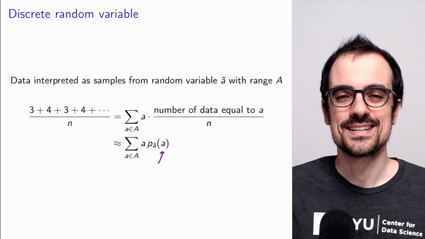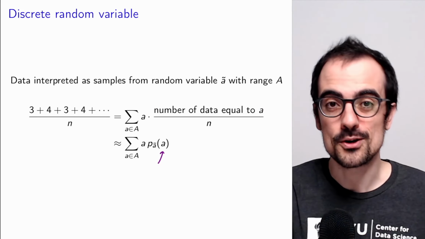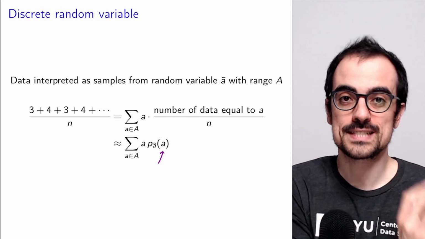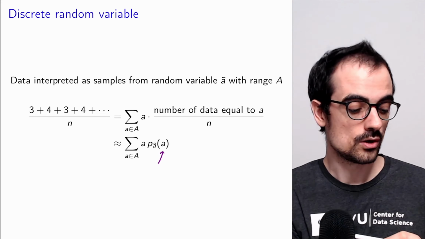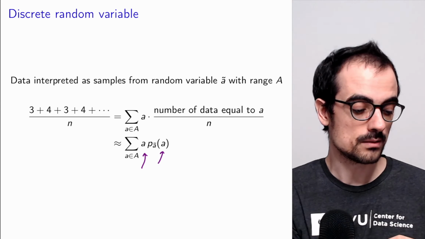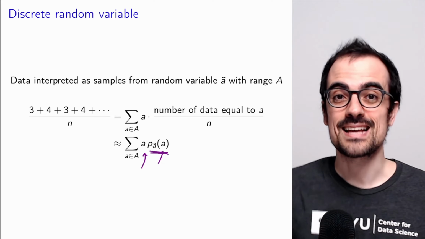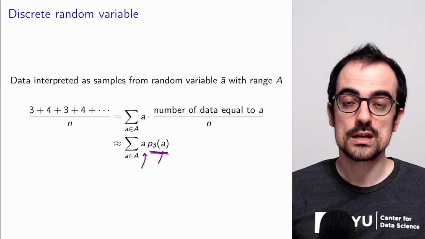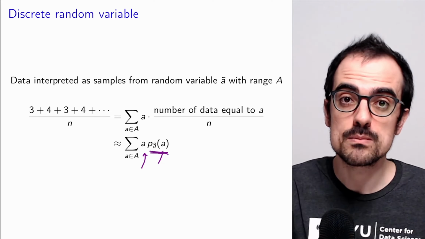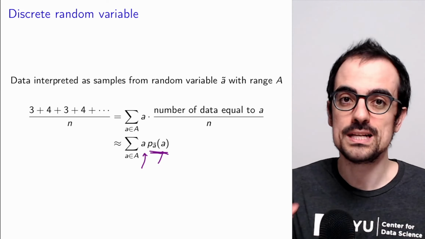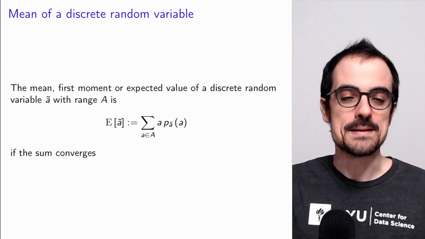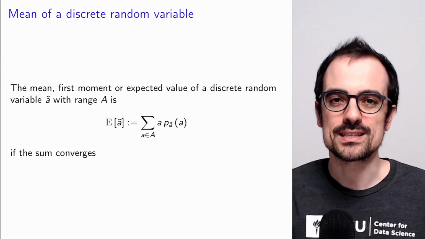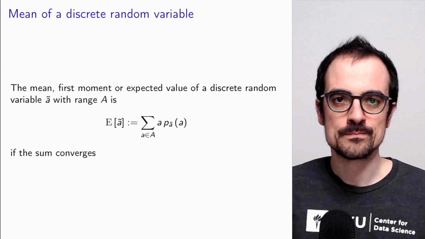So now we have transformed the average in terms of samples into a weighted sum of all the possible values of the random variable, weighted by the corresponding probabilities. This is exactly what we wanted. We wanted a formula for the average of the random variable that only depends on the probabilities associated to the random variable. And we call that the mean, first moment, or expected value of a discrete random variable.